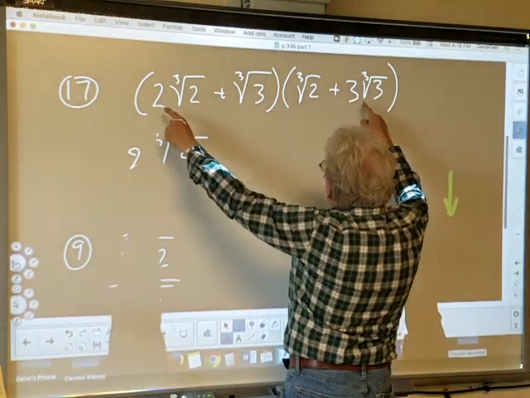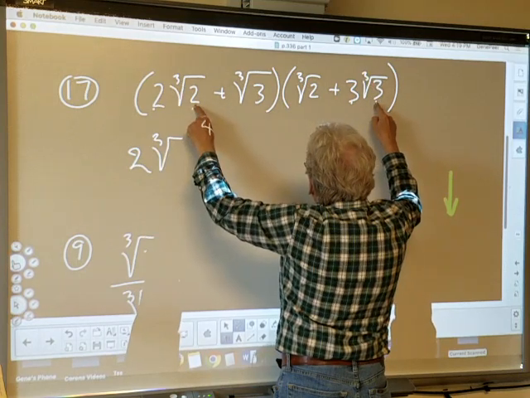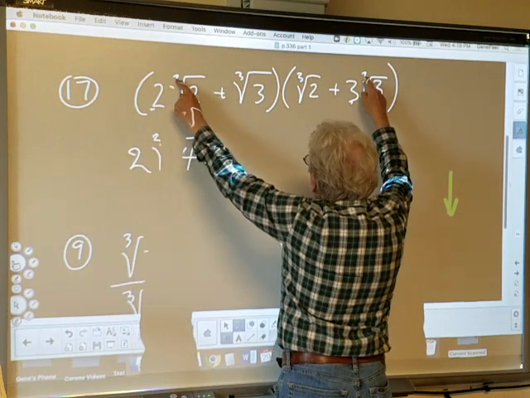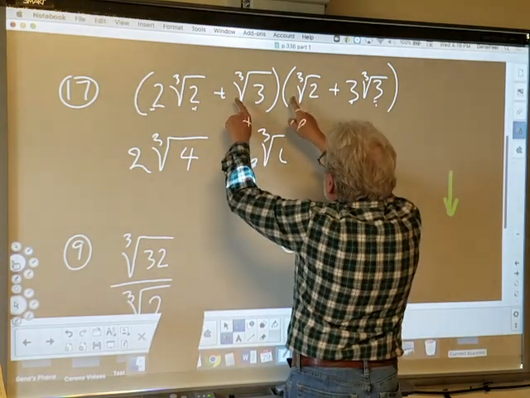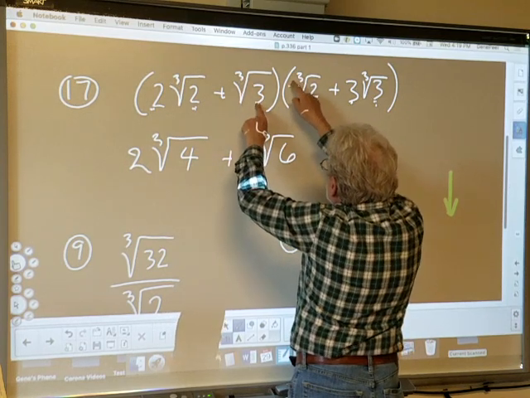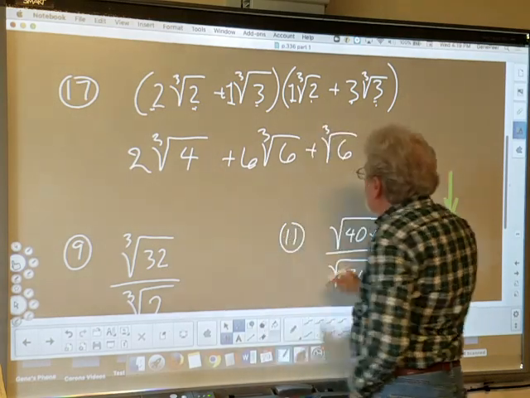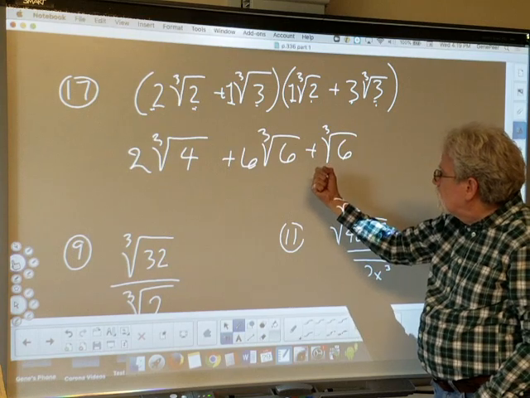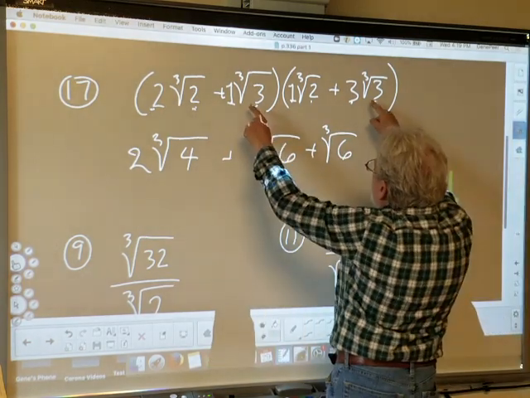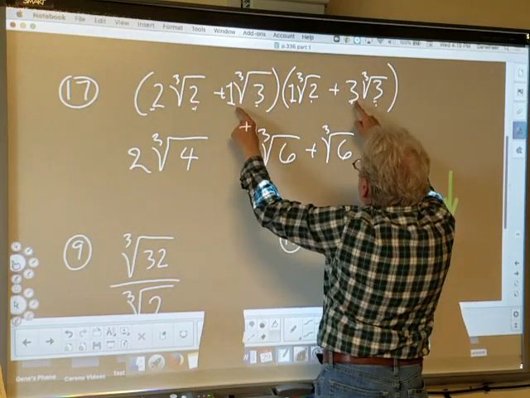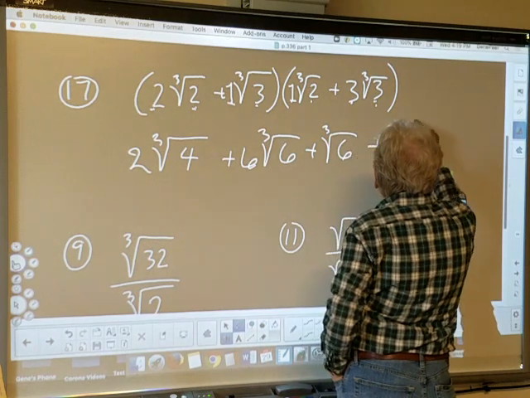That's the firsts. Outers. That'll be 6 cubed root of 6. The inners give us 1 cubed root of 6. Of course, I could have kept these two in my head long enough to put them together. How many cubed root of 6s? I've got 6 of them, plus 1 more of them. That's going to be 7 cubed root of 6. Then the lasts, meaning last guy here times last guy there, that'll be 3 cubed root of 3 times 3, or 3 cubed root of 9. That's plus 3 cubed root of 9.